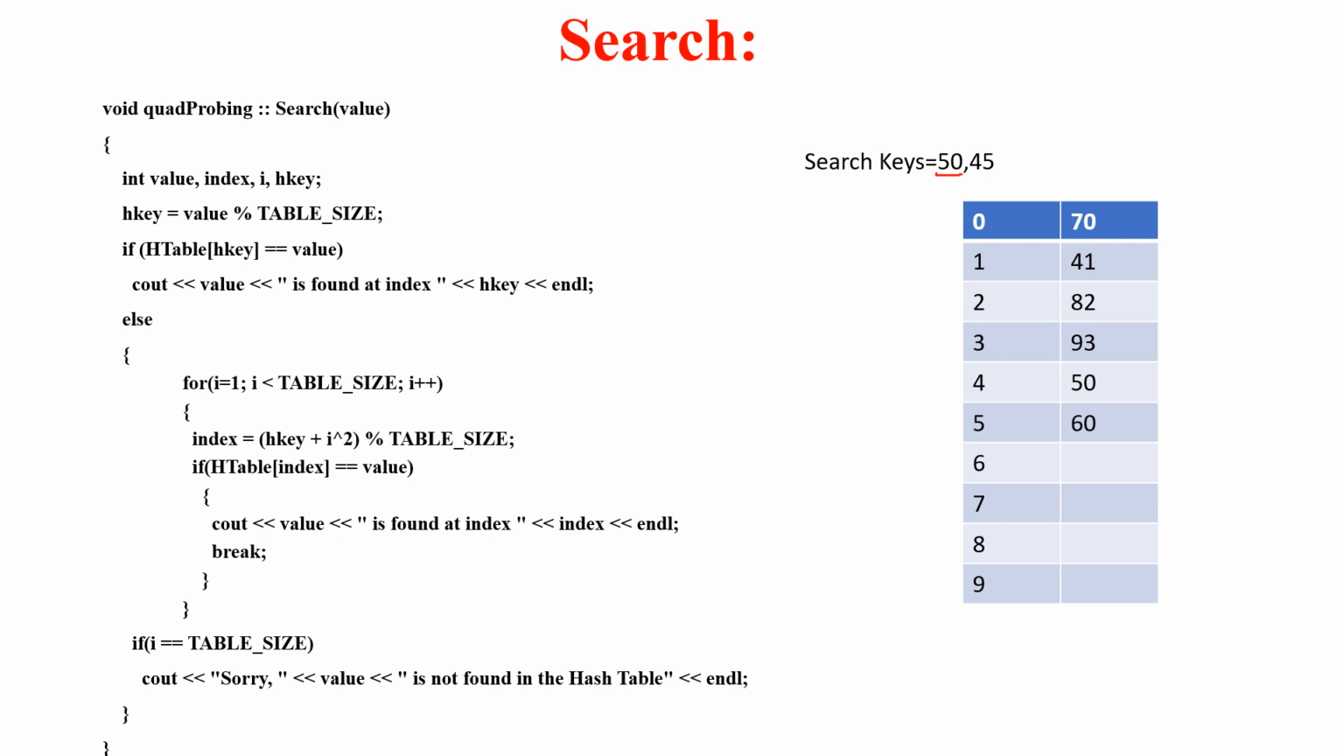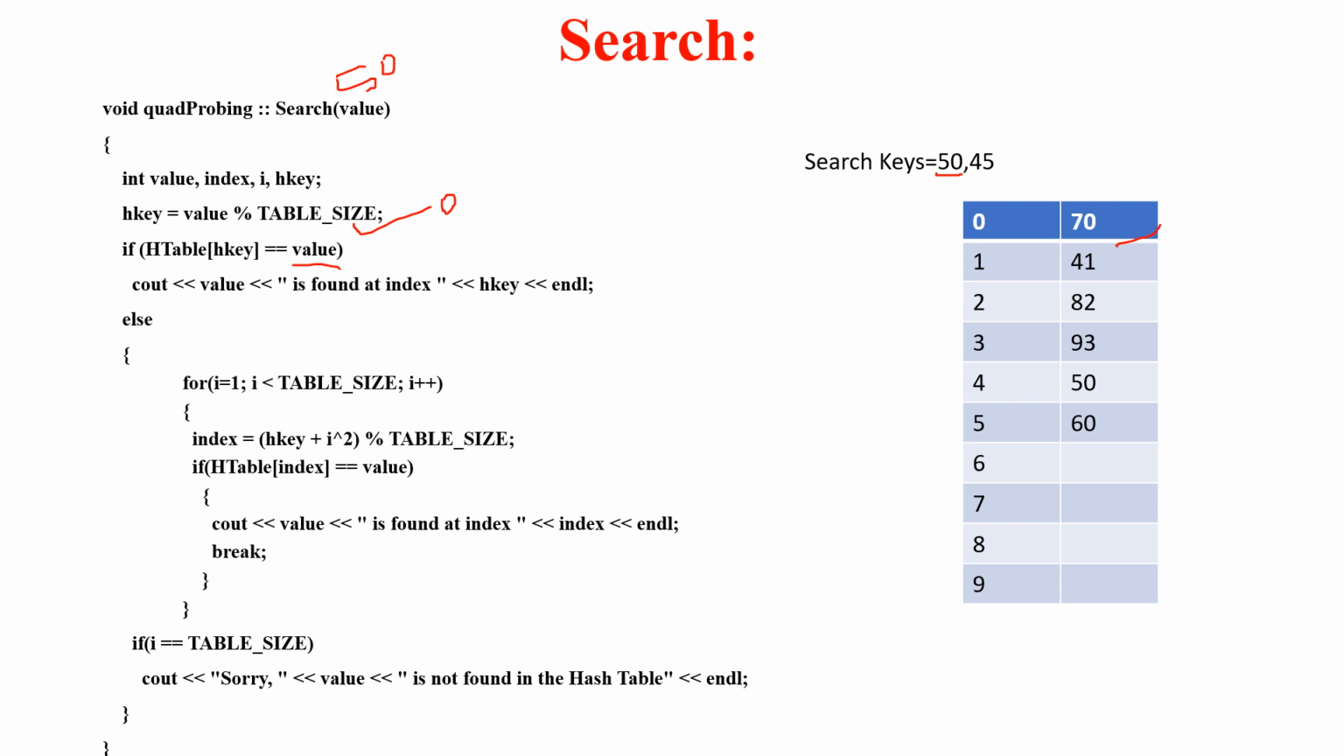50 I am going to search first. So I am going to pass 50 here. Then what will I do? I will calculate the index of 50. Value modulus table size, 50 modulus 10, you will get the index value 0. Right? Now check whether table of 0th index has the 50 value. Go and check that 0 is having 50. No, this is not having 50. It means 50 is not at the 0th index. Then come to the else part.